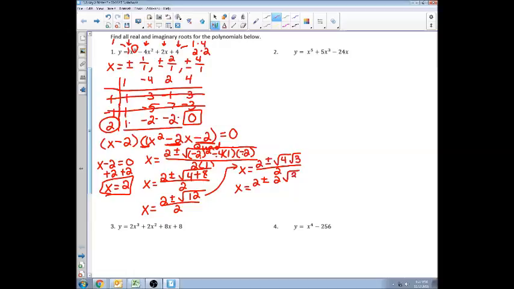X would equal 2 plus or minus the square root of 4, which is 2. I cannot do anything with the square root of 3. Now I have a GCF between 2 and 2 root 3. That would again be 2, so it would be 2 parenthesis 1 plus or minus root 3 all over 2. The 2's would cancel. So x would also equal 1 plus or minus the square root of 3.